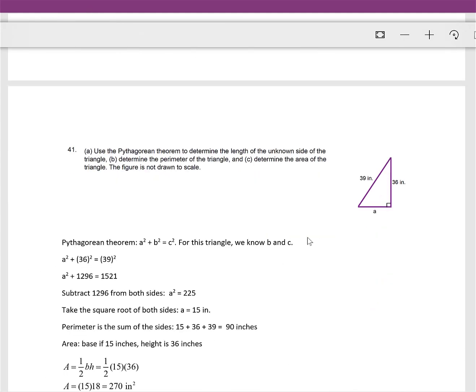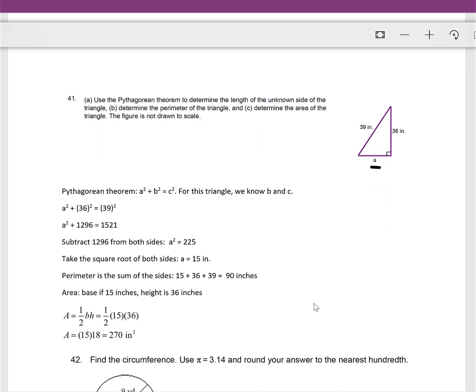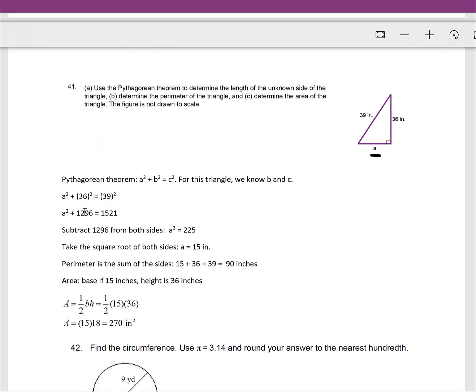And I have a detailed solution for 41. This is a Pythagorean theorem, and we want to find the length of side A. So A squared plus 36 squared is 39 squared. Square your numbers. Subtract 1296 from both sides. We get A squared is 225, so side A must be 15, and it's inches.